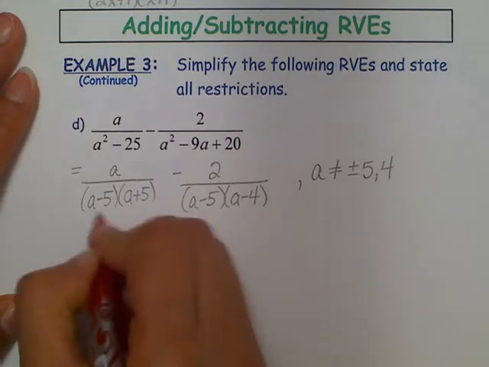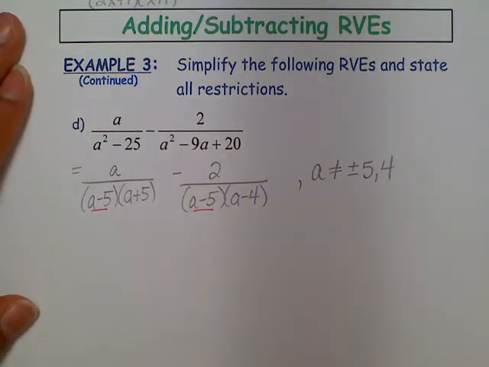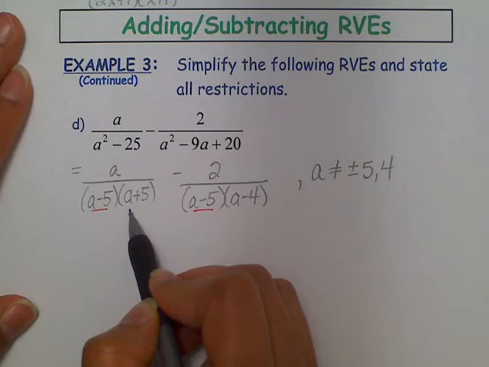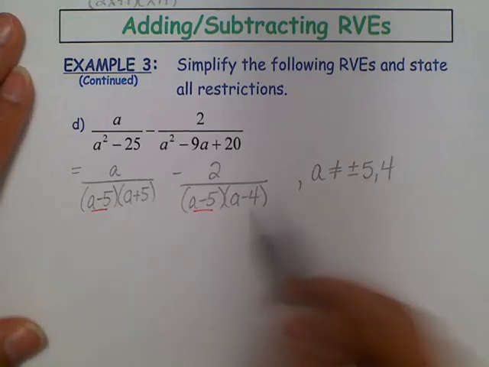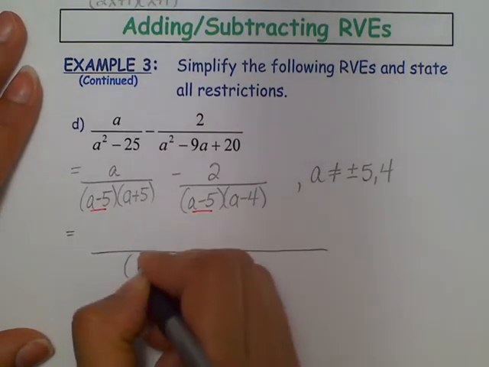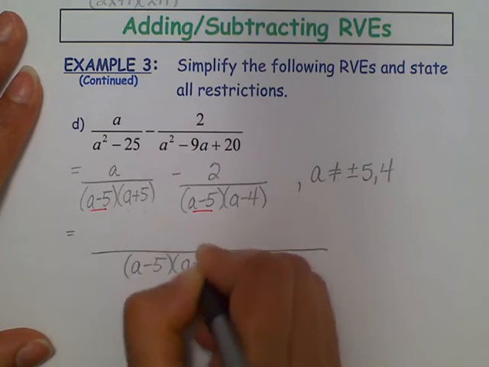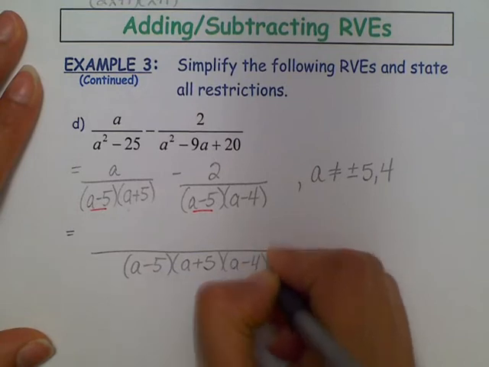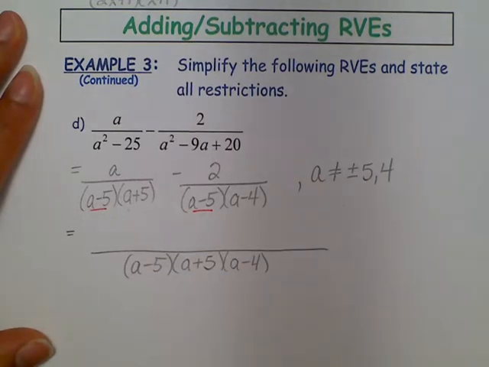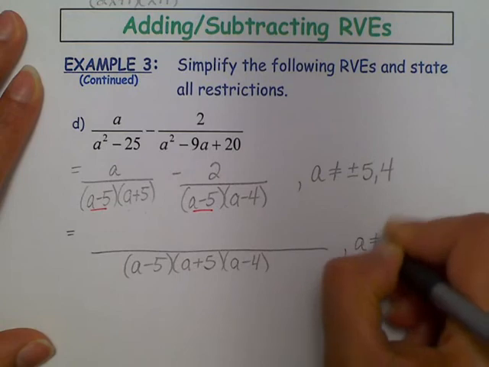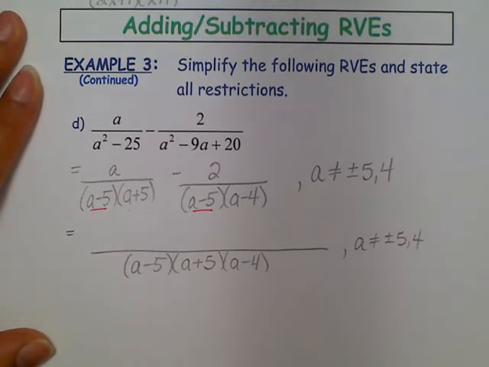And again, you'll notice that there's already a common factor between the two denominators, and that common factor is a minus 5. And you'll notice that each of the other denominators are missing one of the factors. So this denominator is missing a factor of a minus 4, and the second denominator is missing a factor of a plus 5. So in terms of my lowest common denominator, I have a minus 5, which is common, a plus 5, which is common in one of them but not in the other yet, and then a minus 4, which is common in one of them but not the other one yet as well. And so I can rewrite my restrictions. A cannot equal plus or minus 5 and 4.